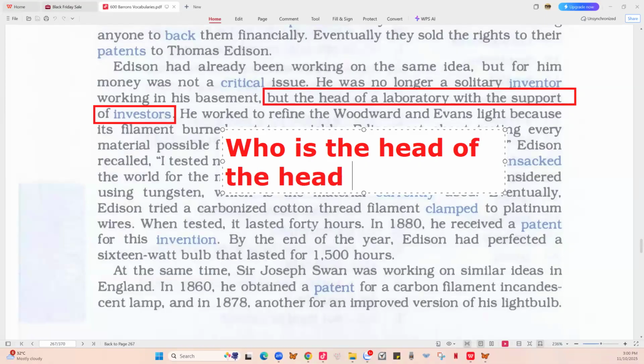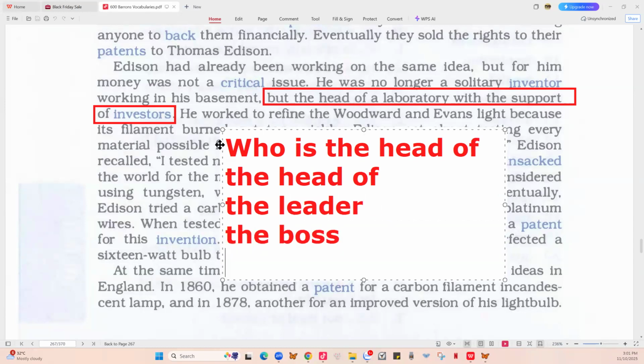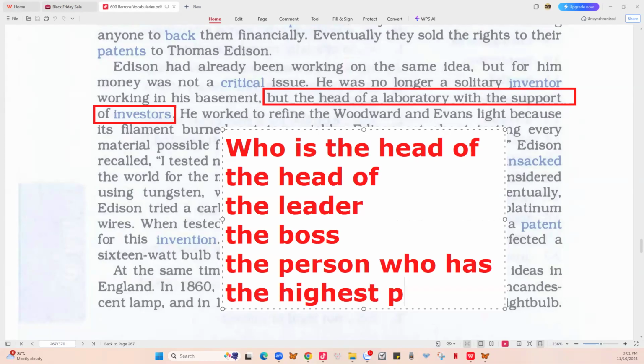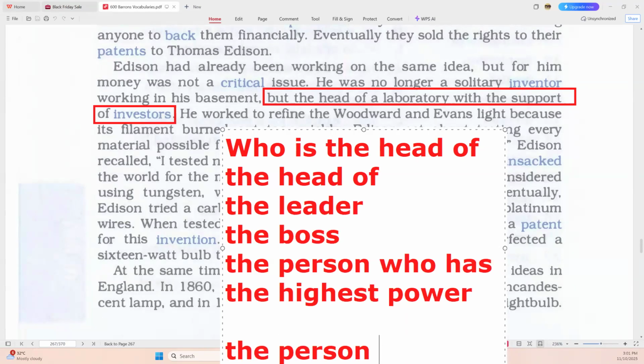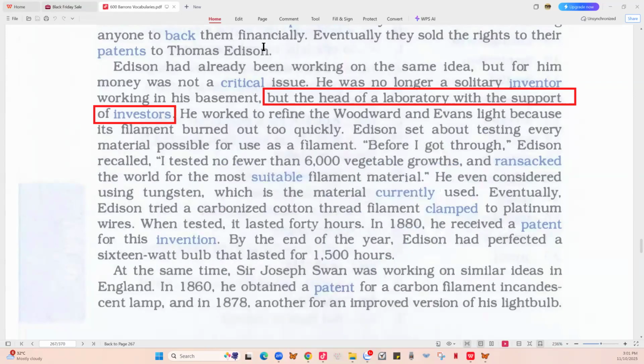We can say the head of, it means the leader. The leader, it means the boss. It means the person who has the highest power in the laboratory, the person who is in the highest position in the laboratory. So that is the meaning of the head of, the highest power, or the highest position. So let's go. The head of a laboratory with the support of investors. Show me the meaning of this phrase. English, please.